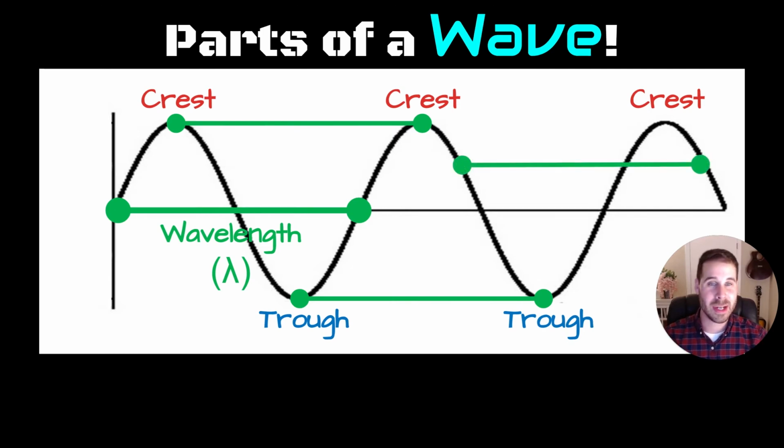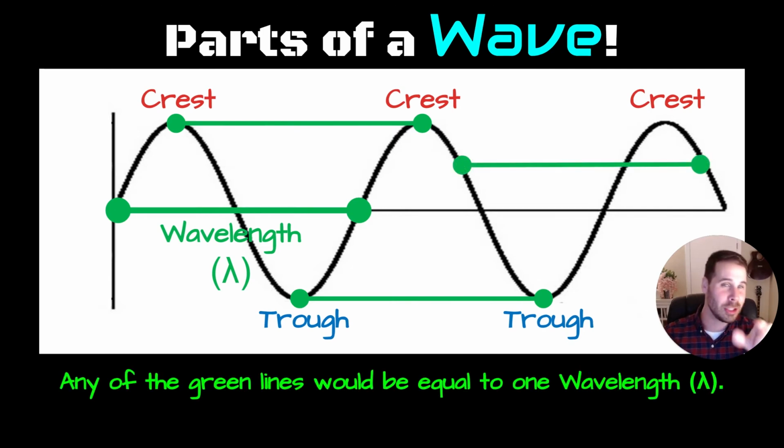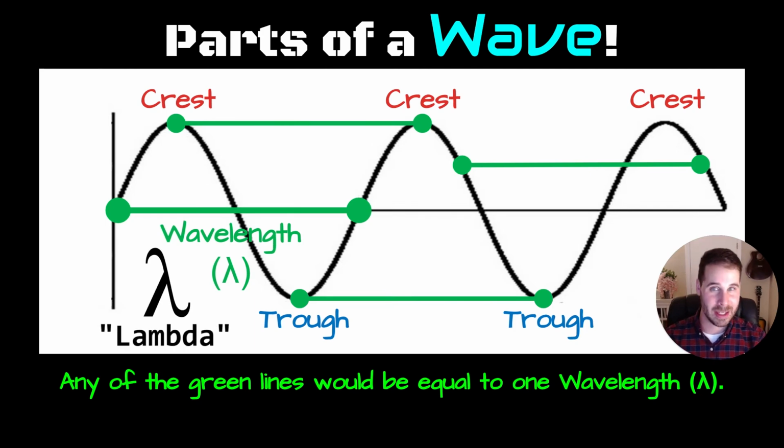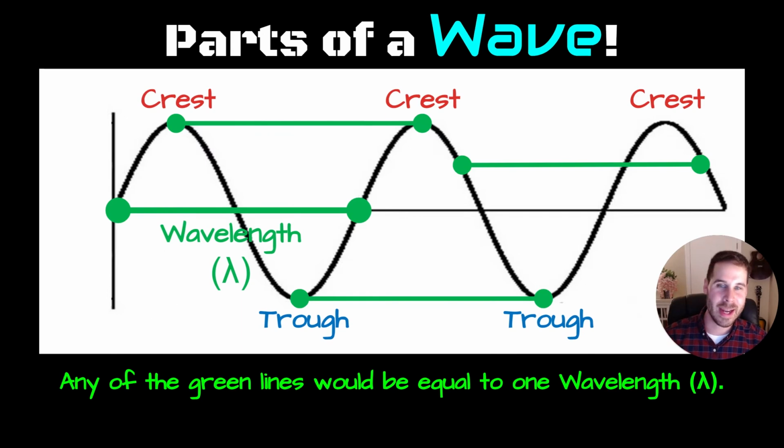And the last thing I'll note is that actually any of these green lines, including that random one I just added there, could work as one wavelength. So one wavelength can be measured and found out in a bunch of different locations. Just pick any random spot on a wave and then figure out on the next wave where that exact same spot is, and that's the wavelength. Wavelength has a funky symbol, which you can see right there. That is the Greek symbol lambda. Lambda is the symbol for wavelength because it kind of looks like a wave with a little leg attached to it. So that is wavelength.